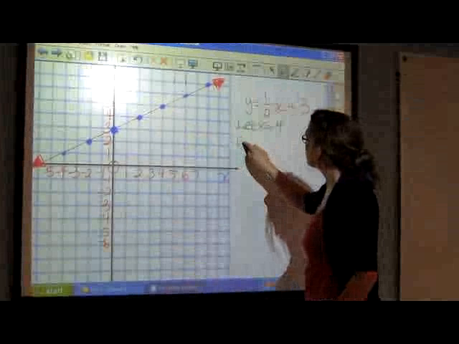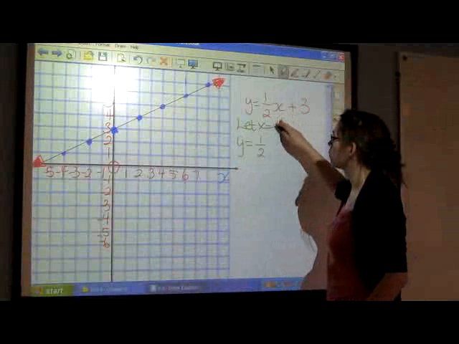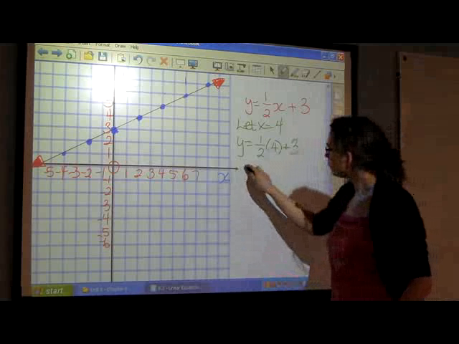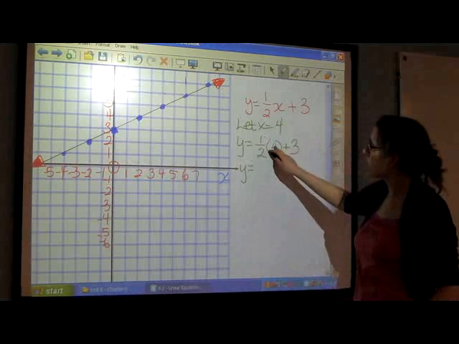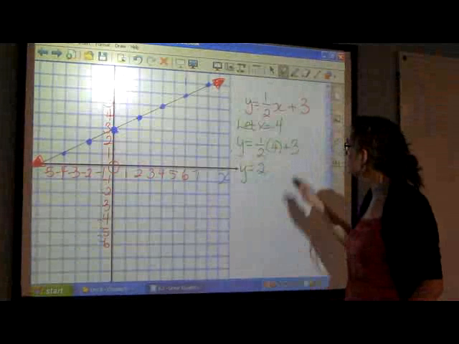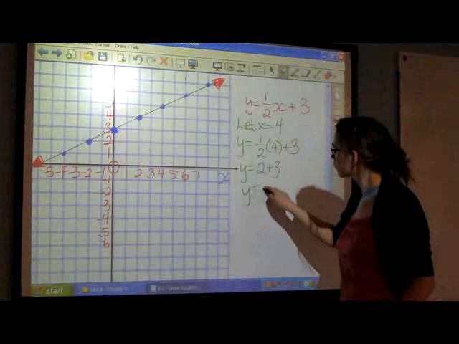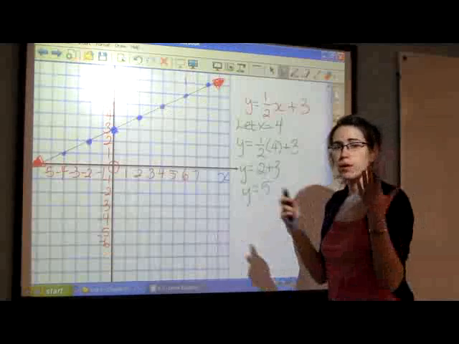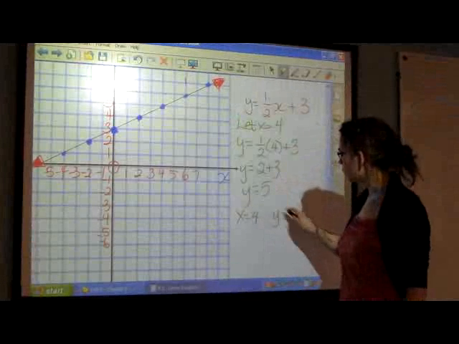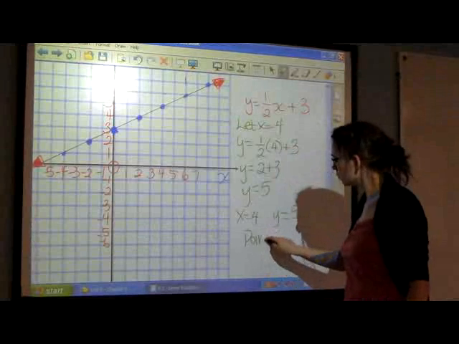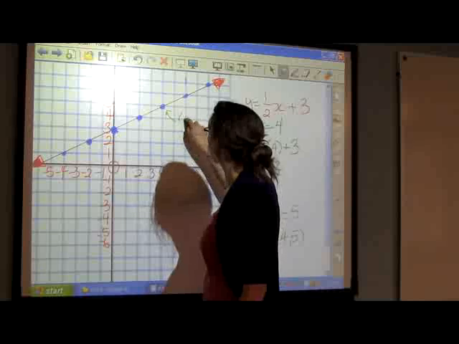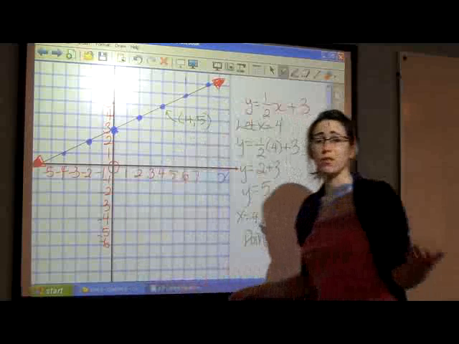Let x equal 4. So I have y is equal to 1/2. Since my x is 4, I'm going to replace the x right here with a 4. Plus 3. So y equals 1/2 times 4, which is the same thing as saying 4 times 1 divided by 2, which gives me 2, plus 3. Y equals 5. So now what I do is I say, okay, my x value is 4. My y value is 5. So the point that we're given is the point 4, 5, which is what we were expecting to find.